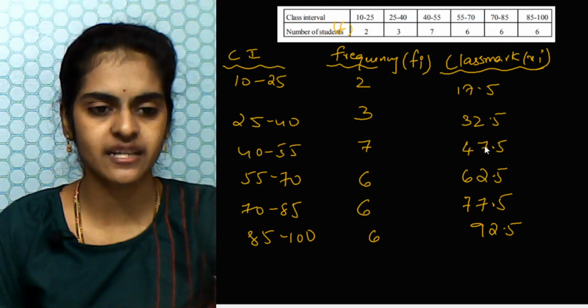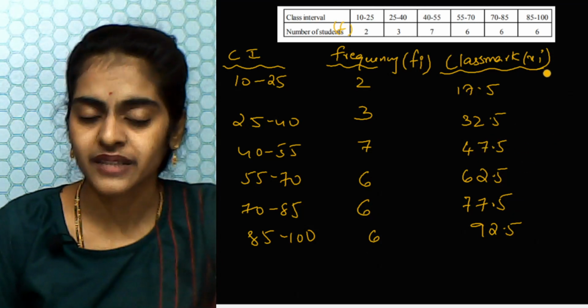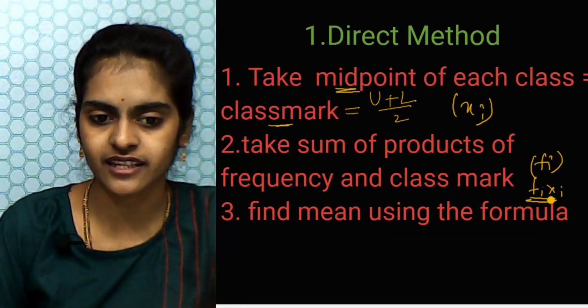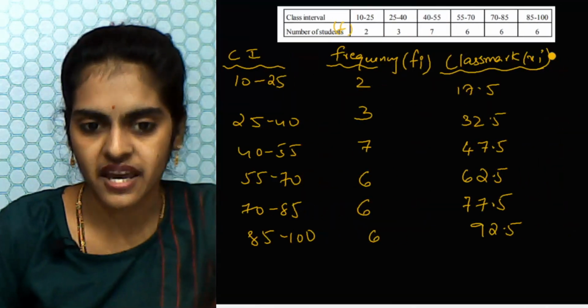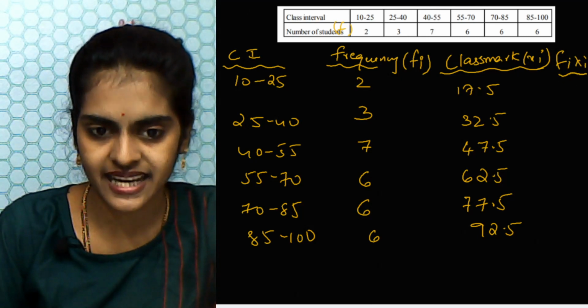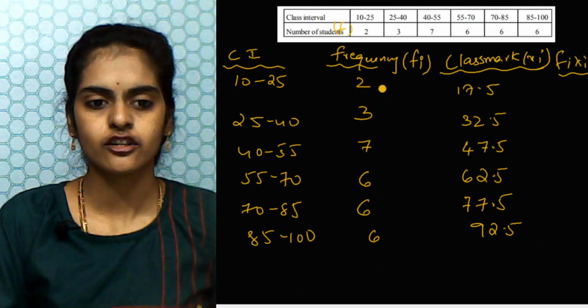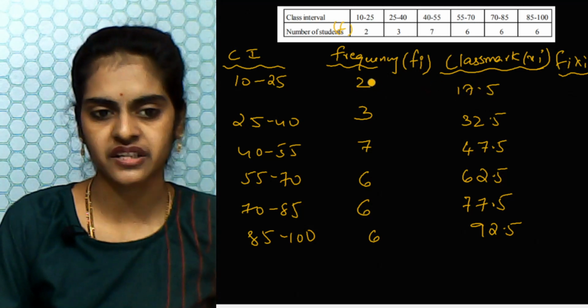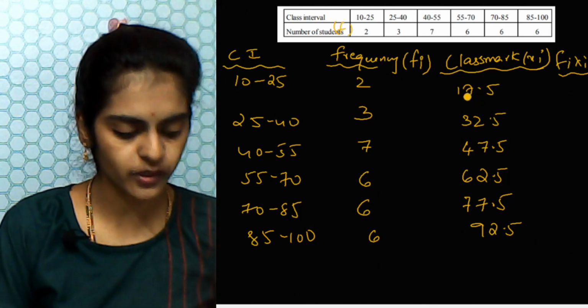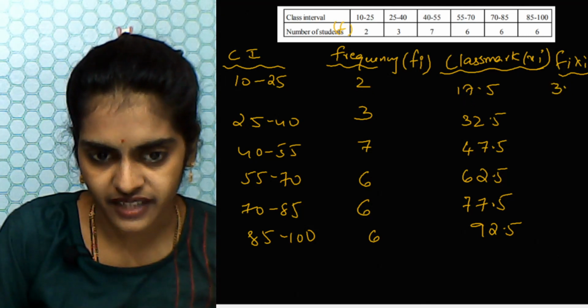Now the final step is nothing but you have to calculate what is FiXi. Yes, that is the next step. FiXi is nothing but the product of the frequency and the class mark. Okay, so 2 into 17.5, frequency is 2 and here class mark is 17.5. 2 into 17.5 gives you 35.